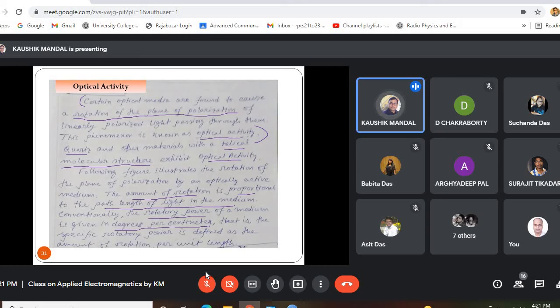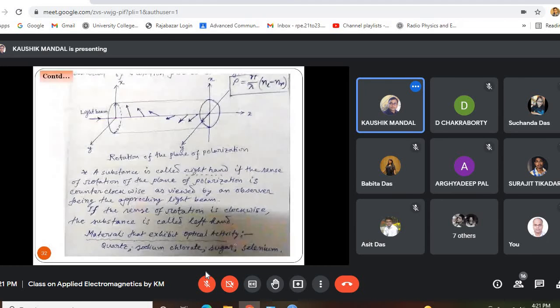So that means the rotatory power of such kind of optically active medium is measured in terms of degree per unit length. So in that case, it is considered in that way. Suppose this is the corresponding optically active media with certain length. This is the direction of propagation. So the total length is L.